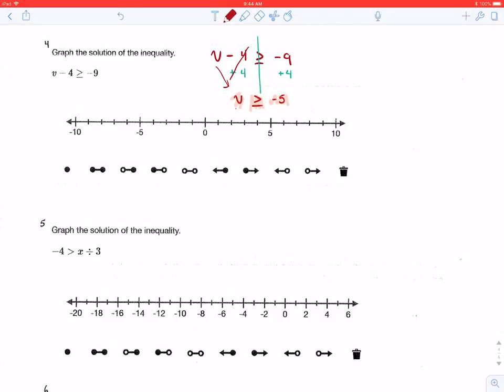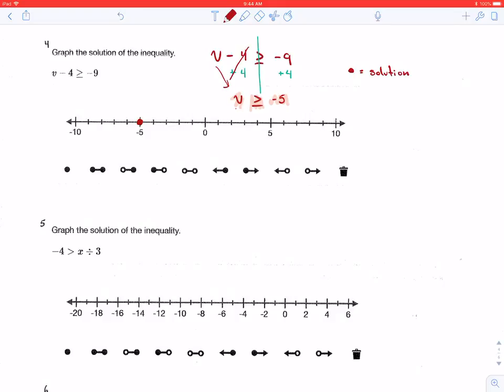So now on the graph, we need to find negative 5. And because v can equal negative 5, that's where you choose the option of a closed circle, because that means you're touching the negative 5 technically on the graph. And so that is part of our solution. Closed circle equals a solution. And because v can equal negative 5, then that is a solution.